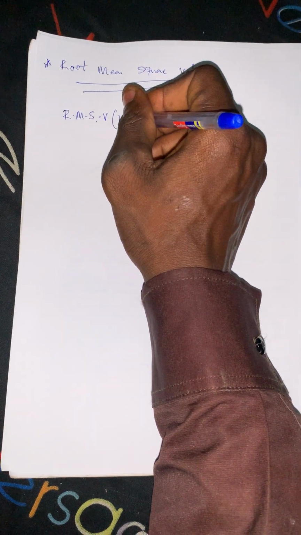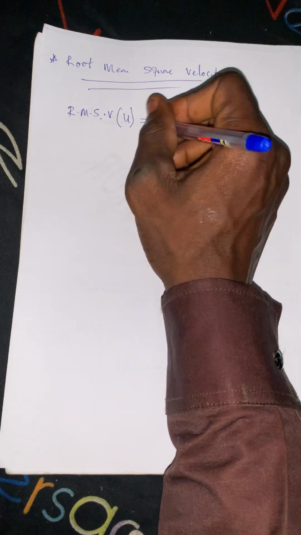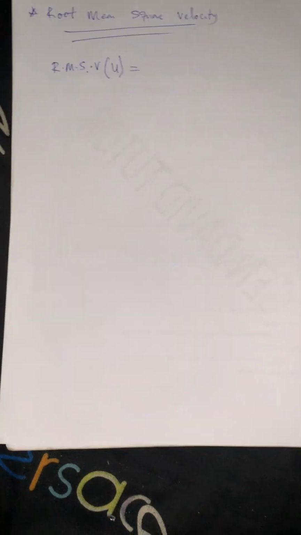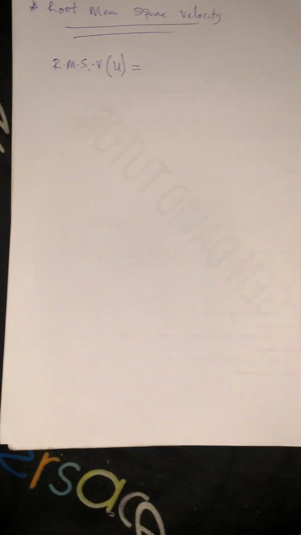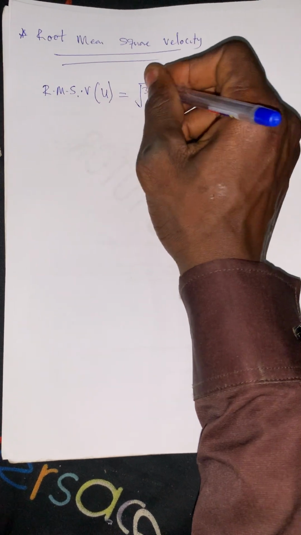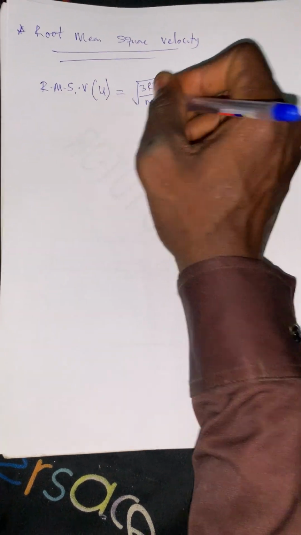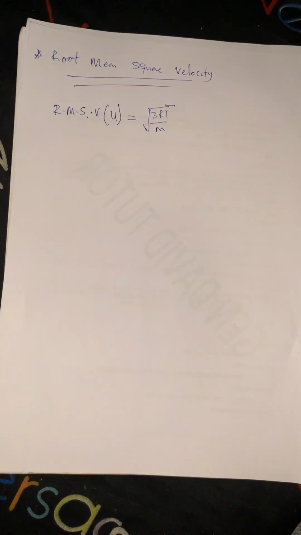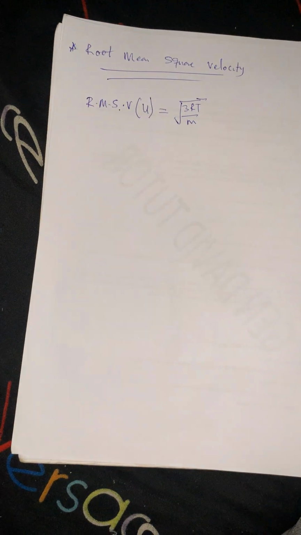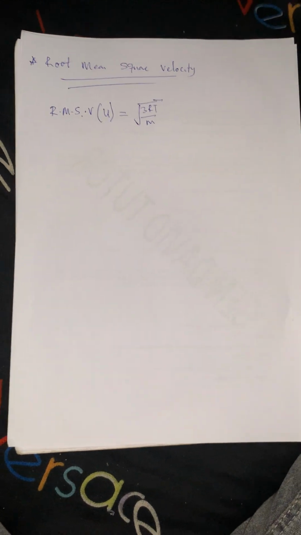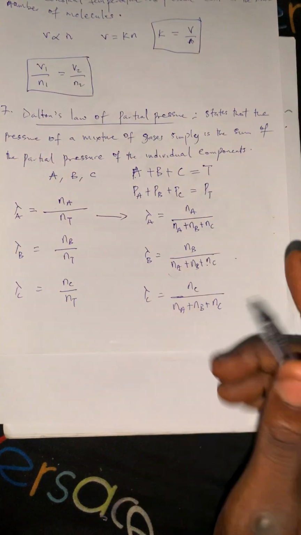We can use U to denote it. So it's equal to the square root of 3RT over M. Now we are saying the square root of 3RT over M.